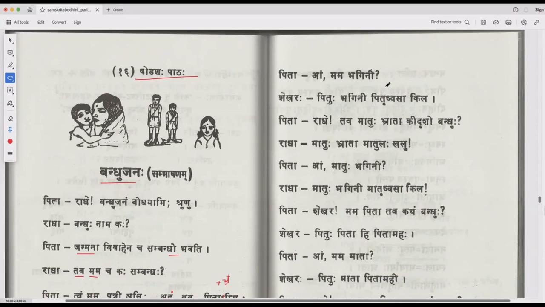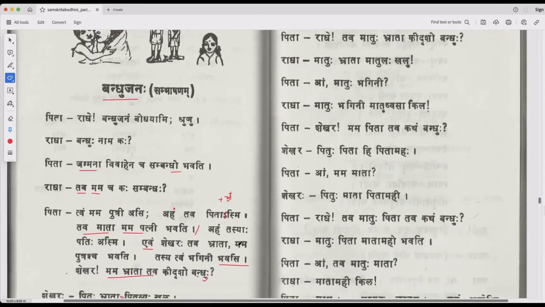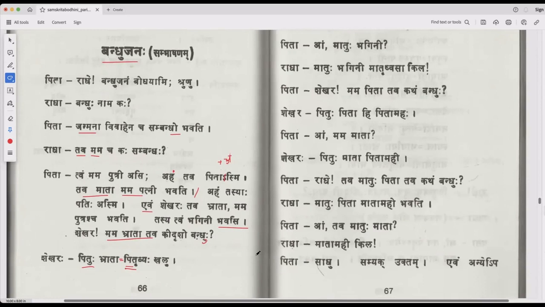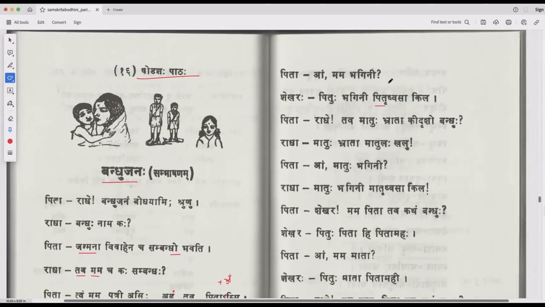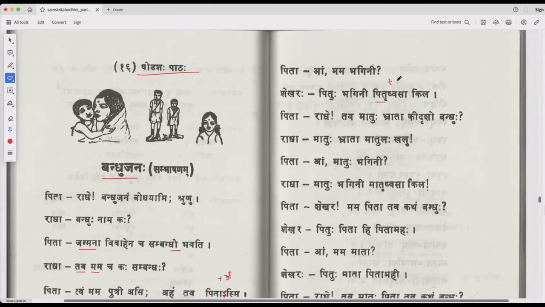Pitrishvasa is the name given for the father's sister. You can find the root word from which it has come. If you see Pitruvyaha, you still have the word Pitru here, so it is somebody related to the father. The same way here, Pitru plus Swasa. Swasa is a sister. So Pitru plus Swasa, Pitrushvasa, is father's sister, Bhagini.